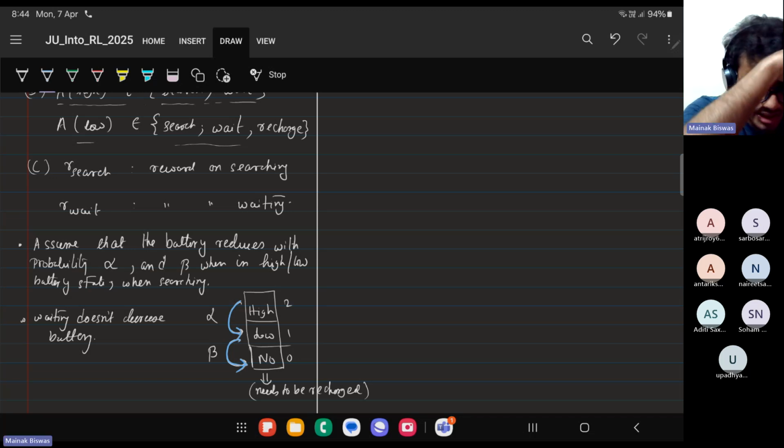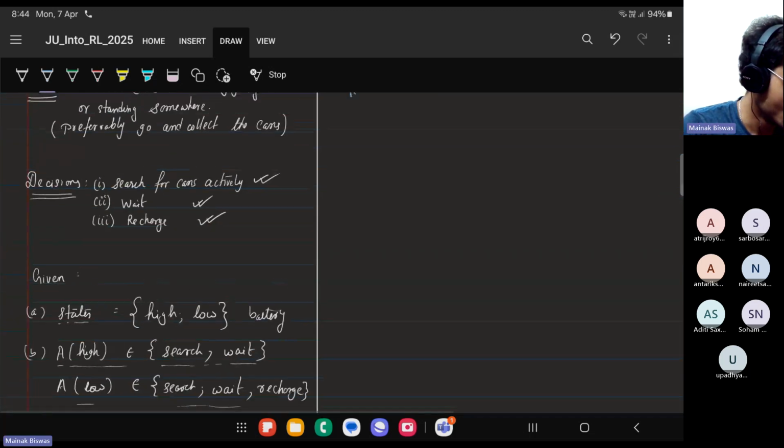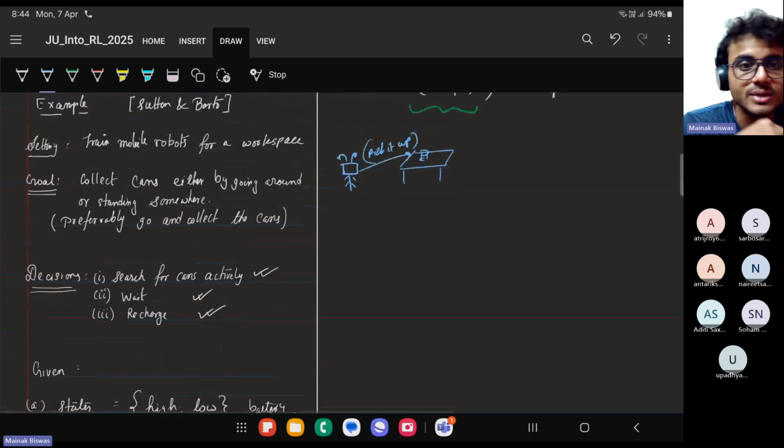Okay. And another assumption you take is waiting does not decrease the battery life of the robot. So you are told to construct an MDP. You have to construct an MDP to describe this statement. So first of all, what are the two states, everyone?